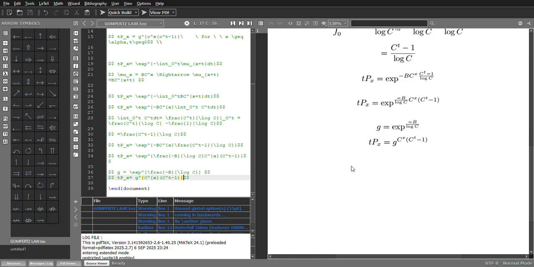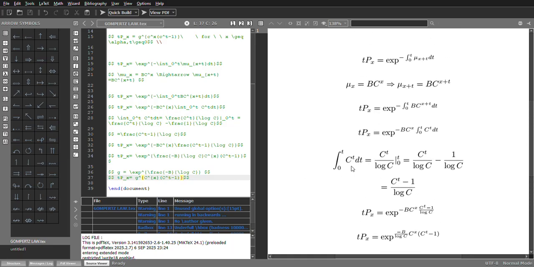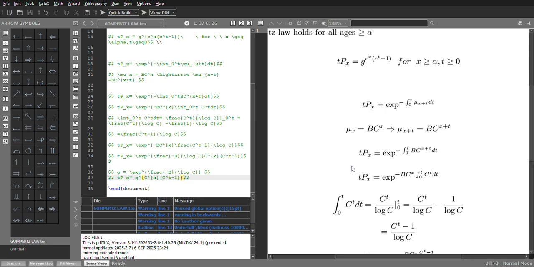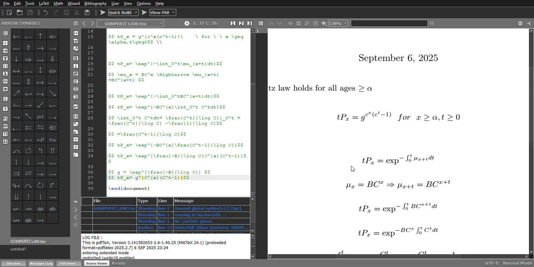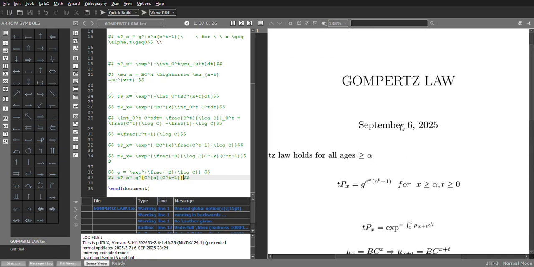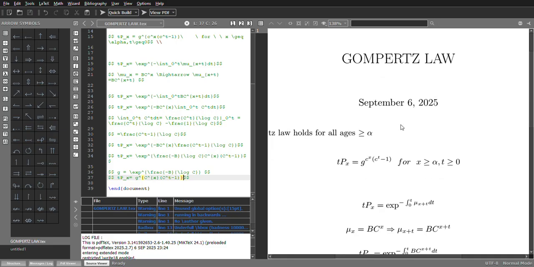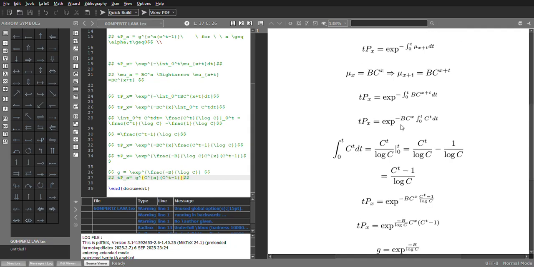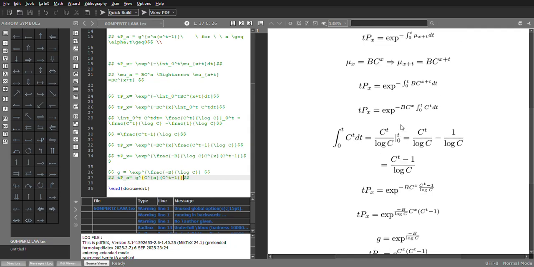So at this point we are done. For more derivatives, I'll be doing another video on the other law, that is Makeham's law. So this is what we have actually derived.